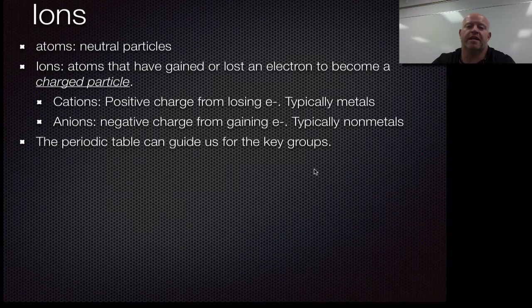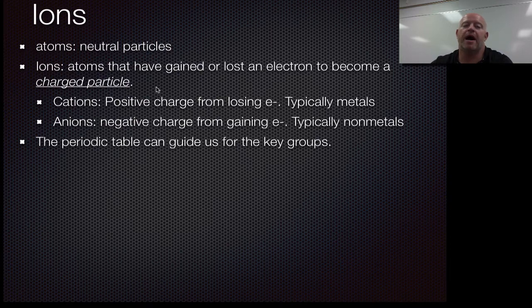Now, when we look at the periodic table, we need to start talking about ions. We talked a little bit about them in our last unit, but we want to make sure we have them officially into our notes now. So ions are a form of an atom that's lost or gained an electron. An atom, we say, is a neutral particle. An ion somehow has become a charged particle, gaining electrons or losing electrons.